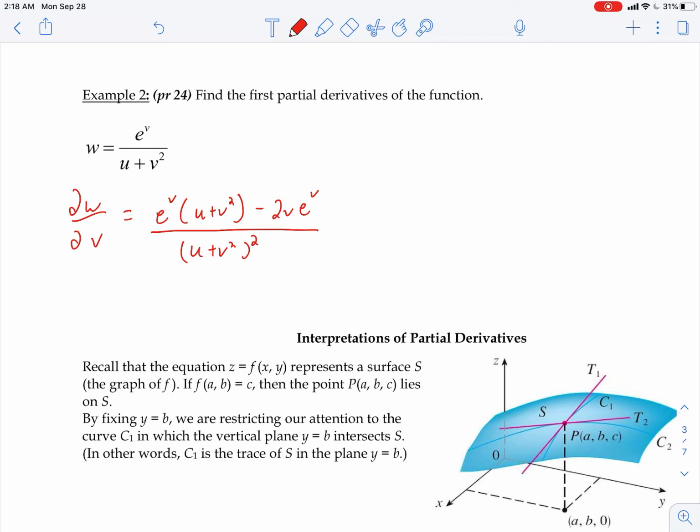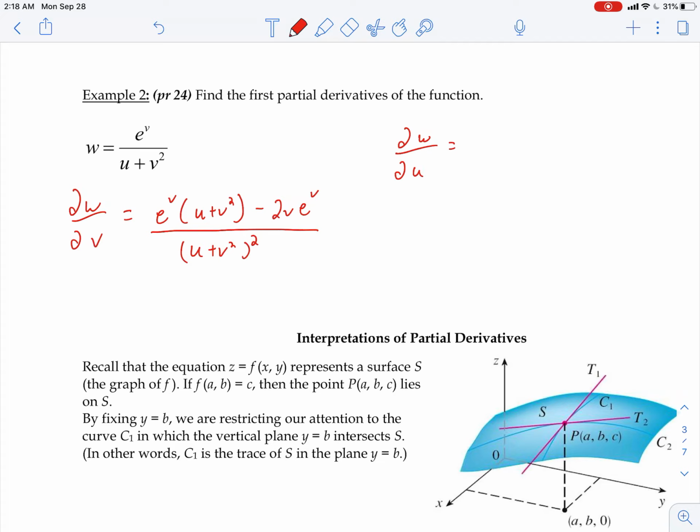And then we could pull an e to the v out if we wanted to, or we could just leave it there, and I'm just going to leave it there. We don't have to simplify that. All right, let's do the next one. So let's do the partial of w with respect to u this time. Because I have e to the v divided by u plus v squared, I can do the quotient rule again.